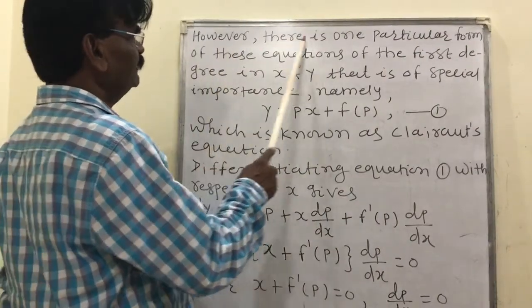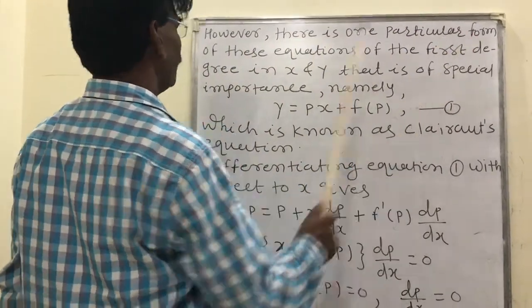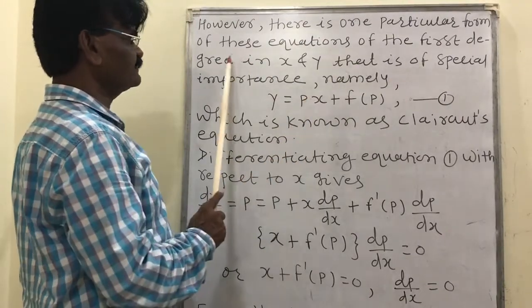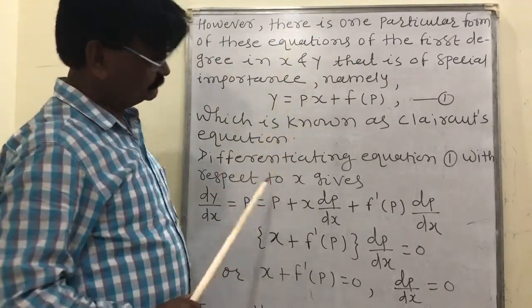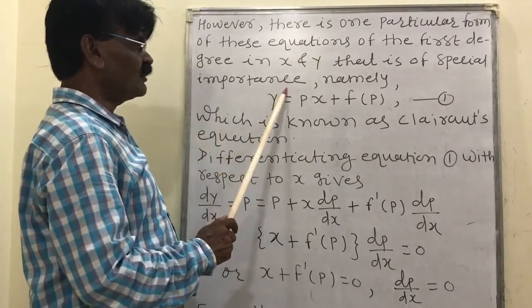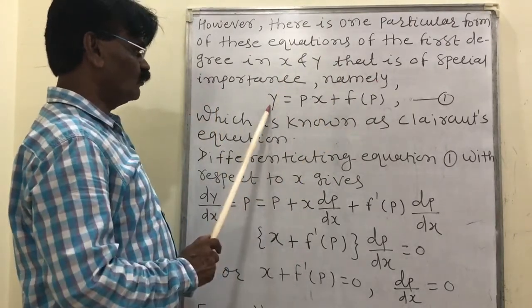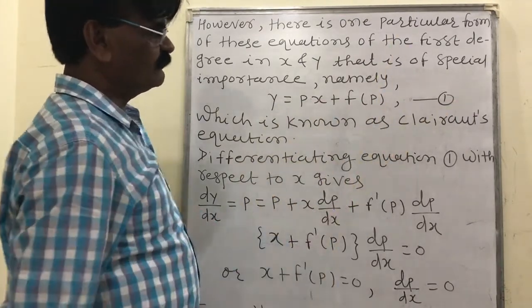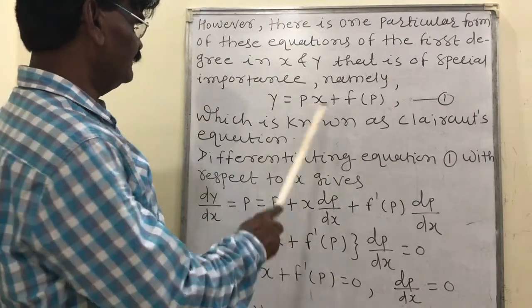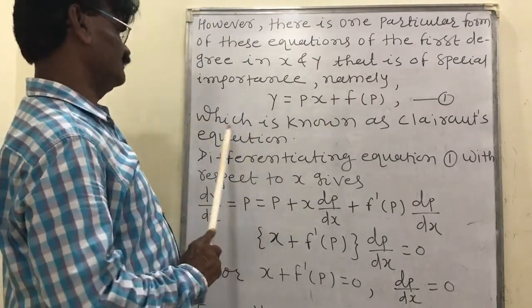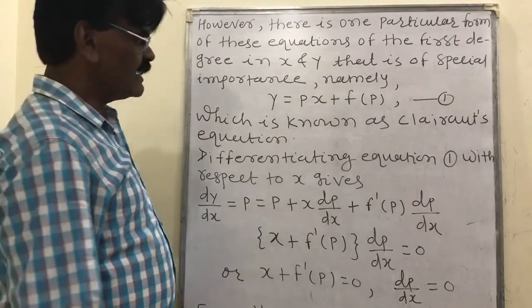However, there is one particular form of these equations of the first degree in x and y that is of special importance, namely y is equal to px plus f of p. Suppose this is equation number 1, and this equation is nothing but Clairaut's equation.